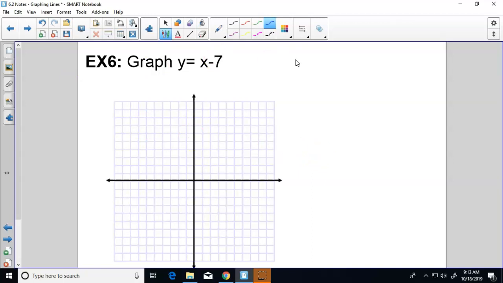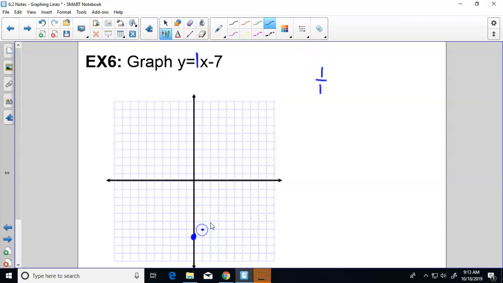All right, let's look at the next one. This one's a little bit tricky also. Evan, what's the y-intercept? All right, Evan, what is the y-intercept? -7. Good. Okay, Evan, the trickier part of this, what is the slope? There is a slope. It's invisible. What's in front of that x right there? A 1. Okay? So the slope is 1/1.